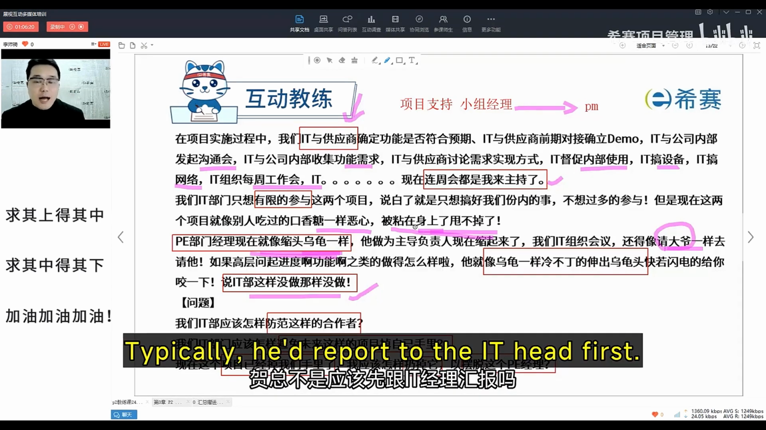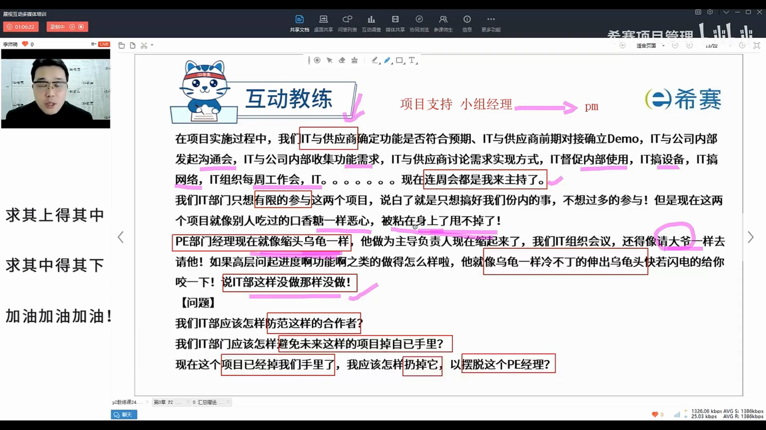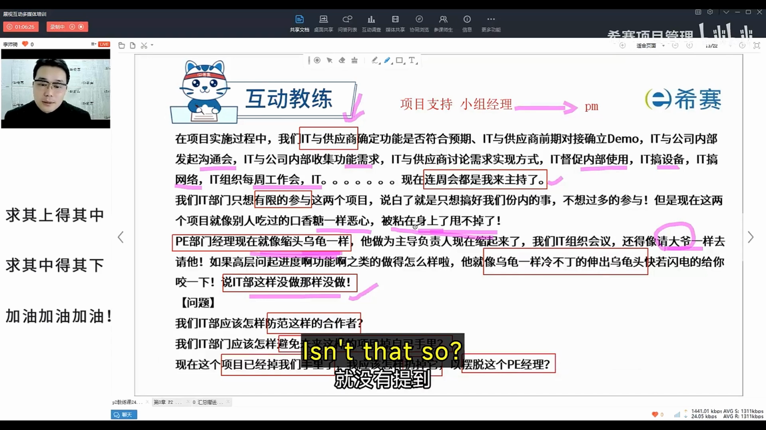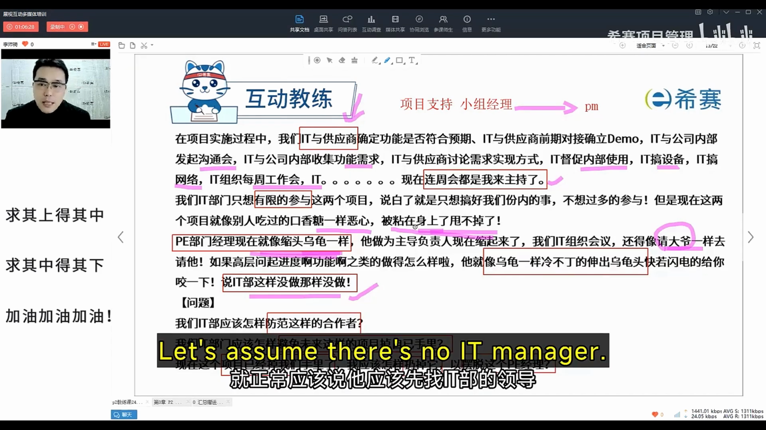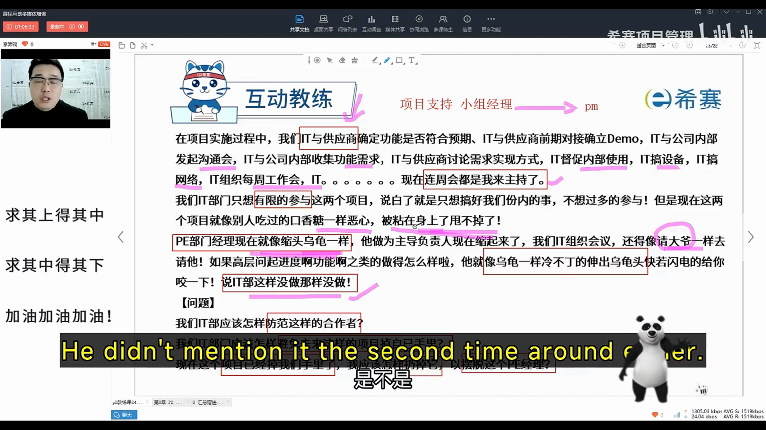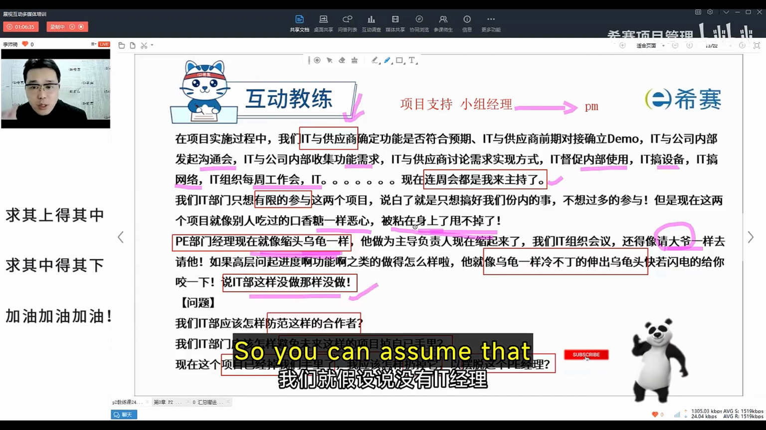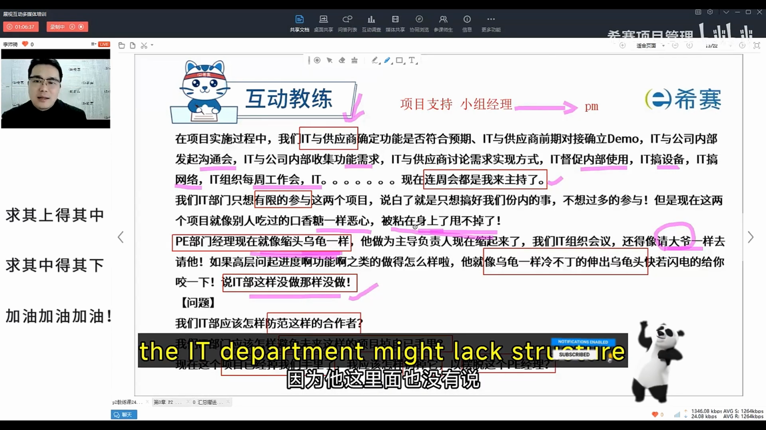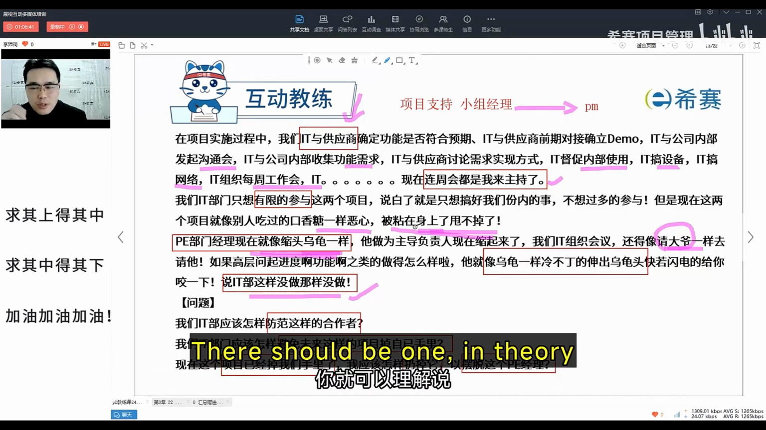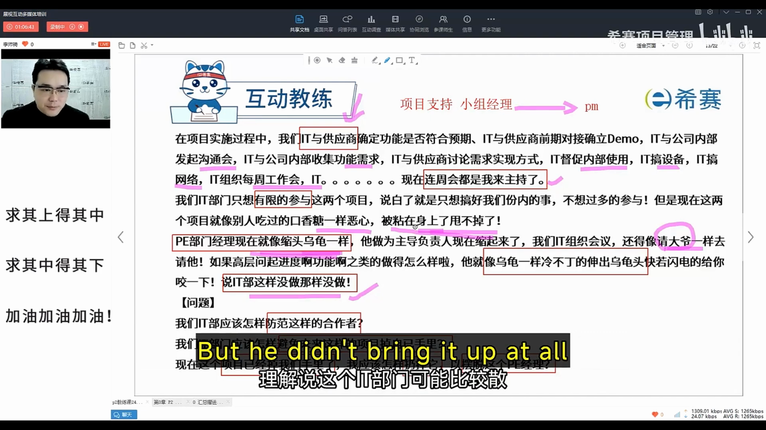Typically, he'd report to the IT head first. That's the usual chain of command. Isn't that so? Let's assume there's no IT manager. He didn't bring it up in this context either. He didn't mention it the second time around either. So you can assume that the IT department might lack structure. With no department head, there should be one, in theory. But he didn't bring it up at all.